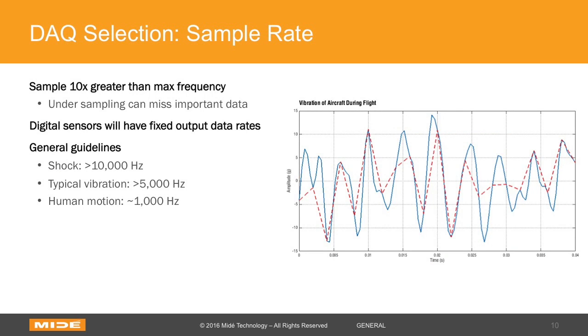One of the main specs of a data acquisition system will be the max sample rate. It's good practice to sample at least 10 times greater than your max frequency. That might sound like a lot, but undersampling can miss important data. On the right here, I have some vibration data recorded with our Slam Stick when it was on the outside of an aircraft. That blue line is the output of the accelerometer with the 2500 hertz sample rate. The dashed red line is if we had an accelerometer only sampling at 500 hertz.